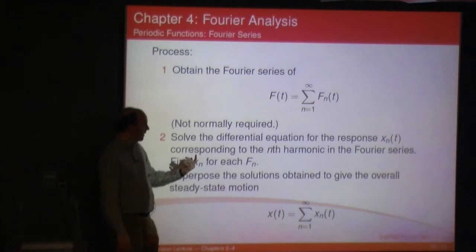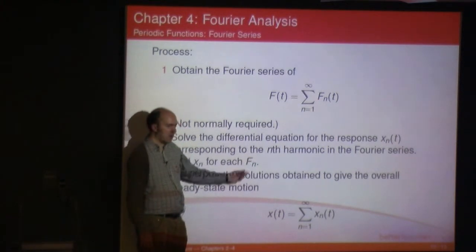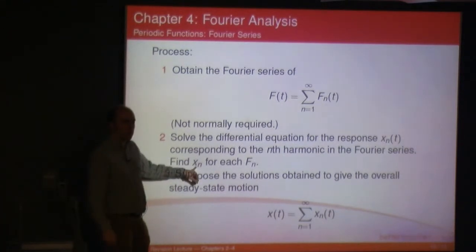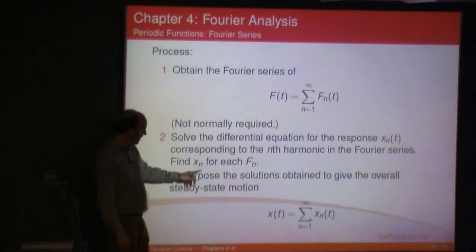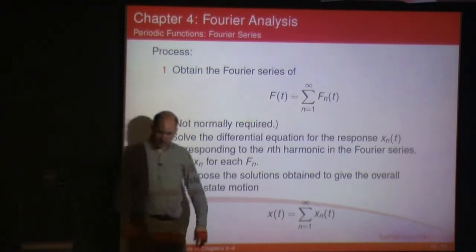So you take one specific harmonic, or the nth harmonic, for your solution, and you solve it using the process we used in chapter 3 and chapter 2 to give you an x. Then obviously down here you add up all your x's to get your complete solution.